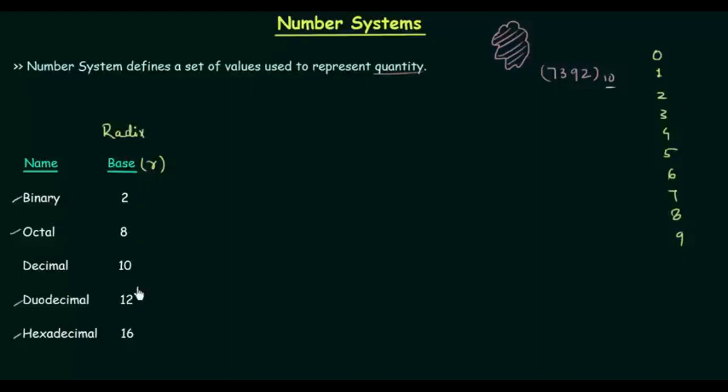For example, in case of the decimal number system, we have 10 different digits. For binary, we have 2 different digits. Now, what are these 2 different digits? We have to find them.